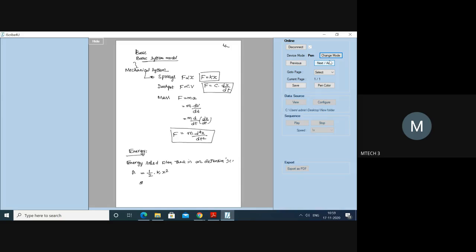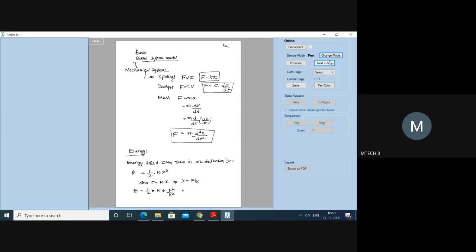Since F is equal to k into x, we'll take it for x. X is equal to F by k. So we'll substitute it in the energy stored in the spring. Energy will be equal to half into k into x square. X is F by k, so x square is F square by k square.